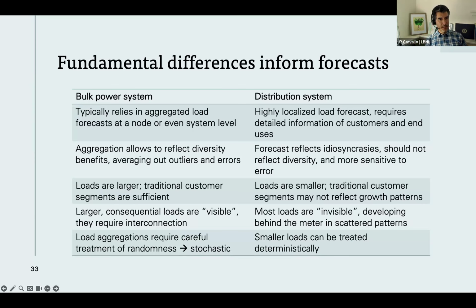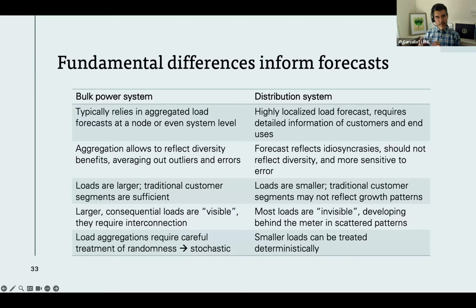Finally, the load aggregation in the bulk power system requires more careful treatment of randomness. The fact that you're aggregating loads that actually are behaving differently has the benefit that I mentioned, that on average, or in expectation, you can coalesce to a certain median value, but the tails of those distributions can be quite big, and hence the bulk power system has to focus on the stochastic behavior of these loads because of those tails, and ensure that they're planning for that worst case scenario, and in doing that, developing and using this forecast for resource adequacy in addition to just planning for future resources.